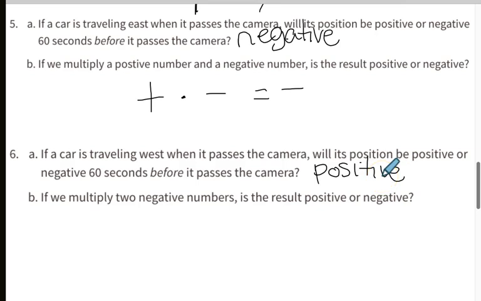If we multiply two negatives, is the result positive or negative? If we multiply two negatives, so I have a negative number times a negative number, my result will have to be positive. Two negatives make a plus. And when you're multiplying, two negatives become a positive.